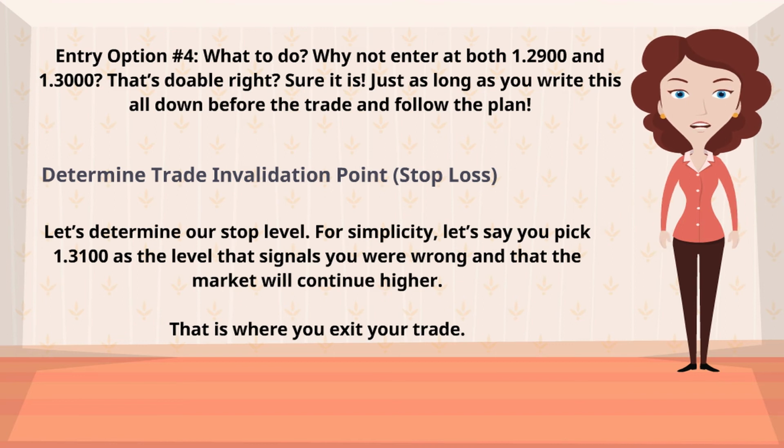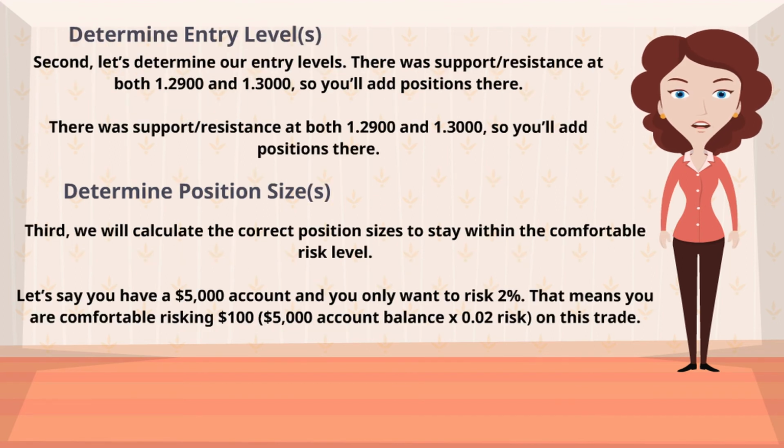Determine trade invalidation point, stop loss. Let's determine our stop level. For simplicity, let's say you pick 1.3100 as the level that signals you were wrong and that the market will continue higher. That is where you exit your trade. Determine entry levels. Second, let's determine our entry levels. There was support or resistance at both 1.2900 and 1.3000, so you'll add positions there.